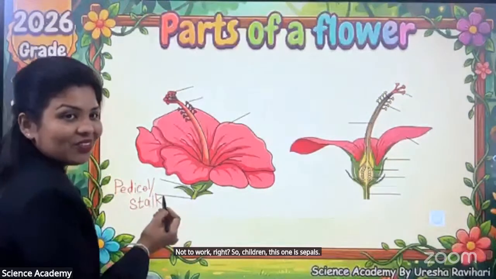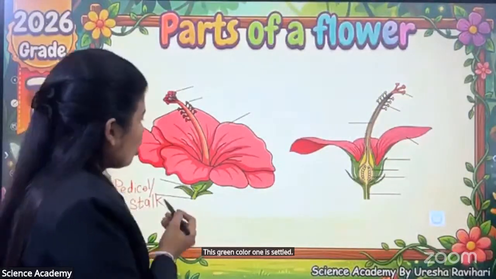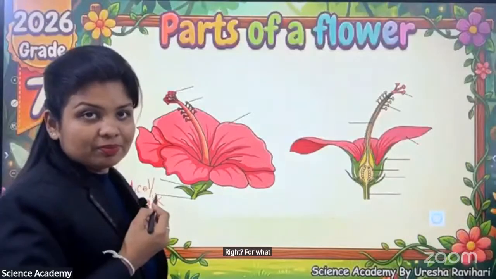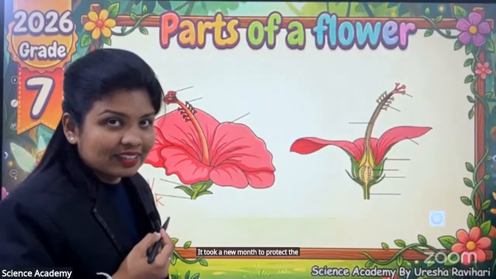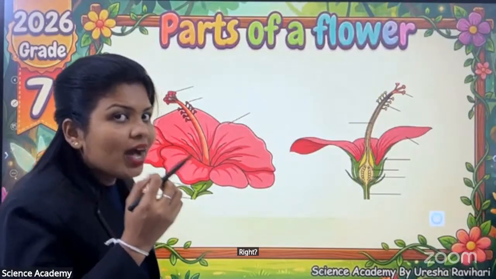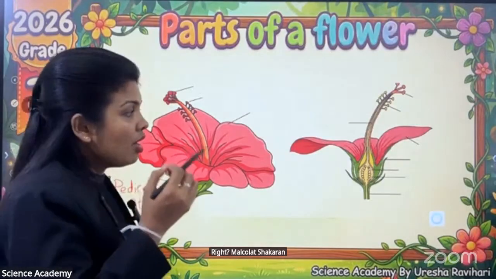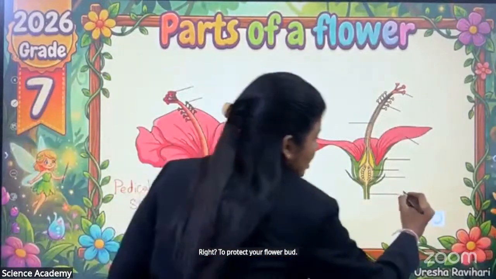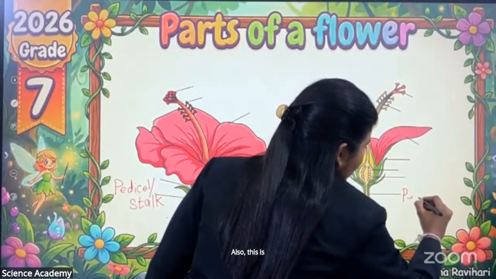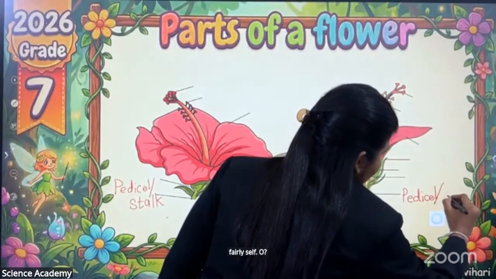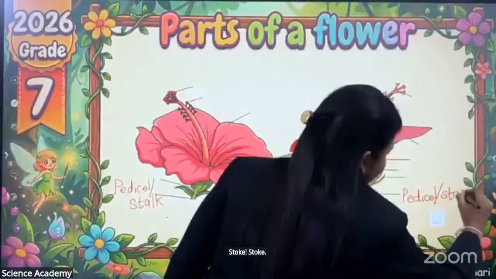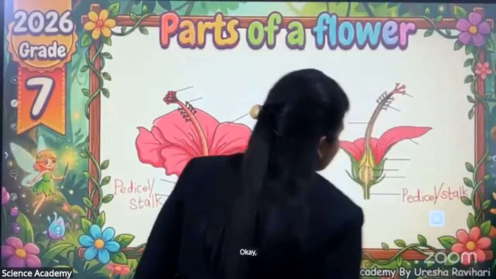This green colored one is the sepals. For what do we need sepals? To protect the flower bud. To protect the flower bud. Here also this is the pedicel or stalk. Pedicel or stalk.